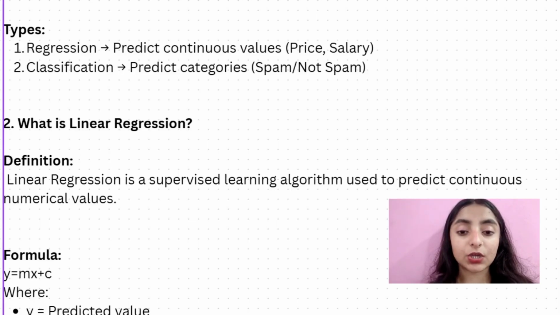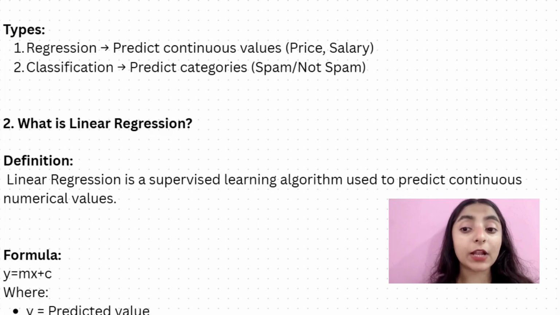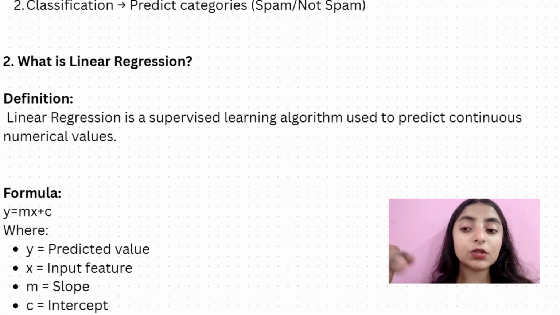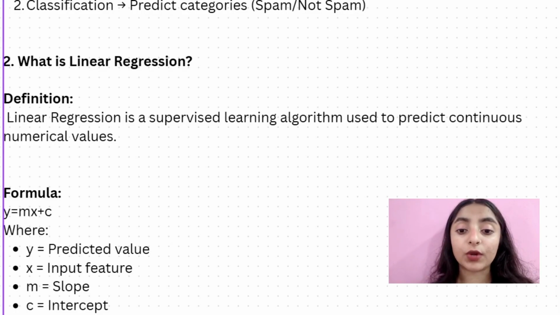What does linear regression mean? It is a supervised learning algorithm used for regression problems. We already know what regression is: predicting continuous values, meaning values growing day by day and in numerical format. So the output is continuous numerical values. For example, we can take predicting house prices, predicting salaries, and sales forecasts.